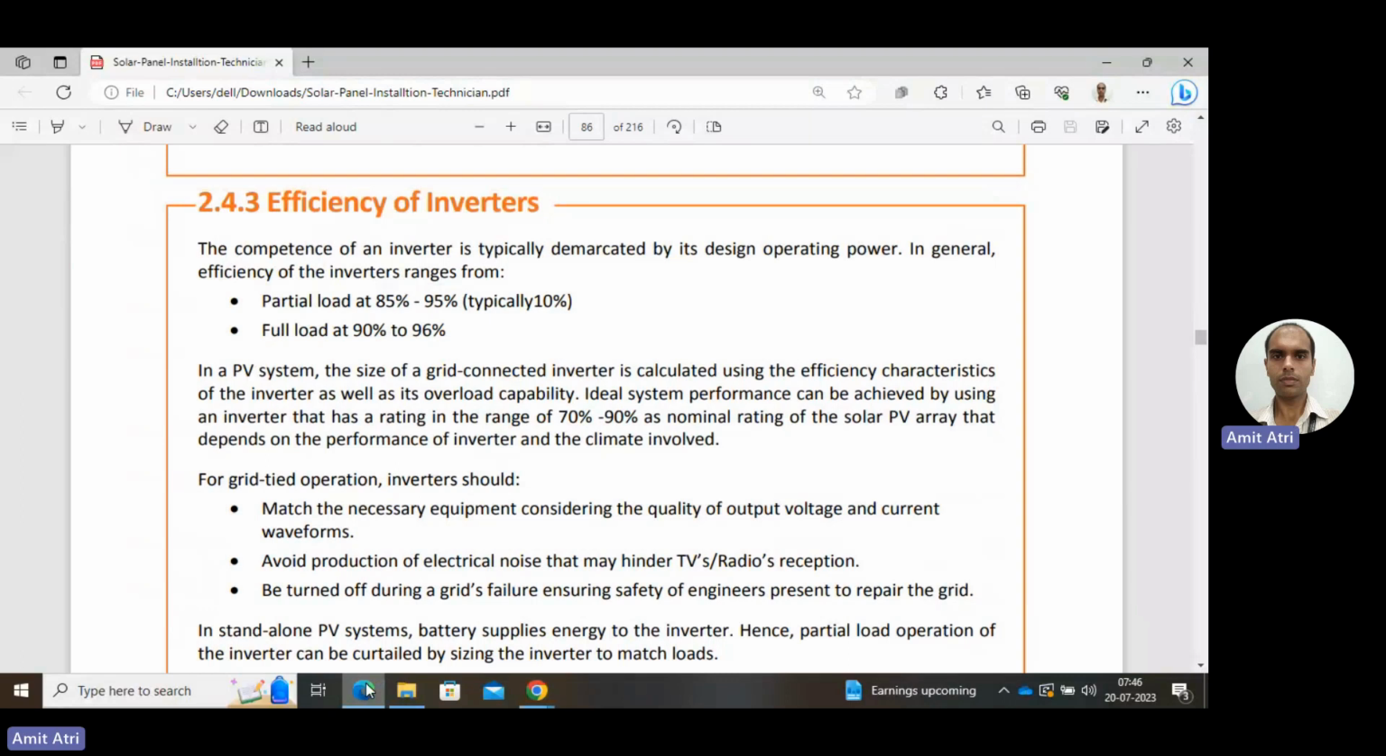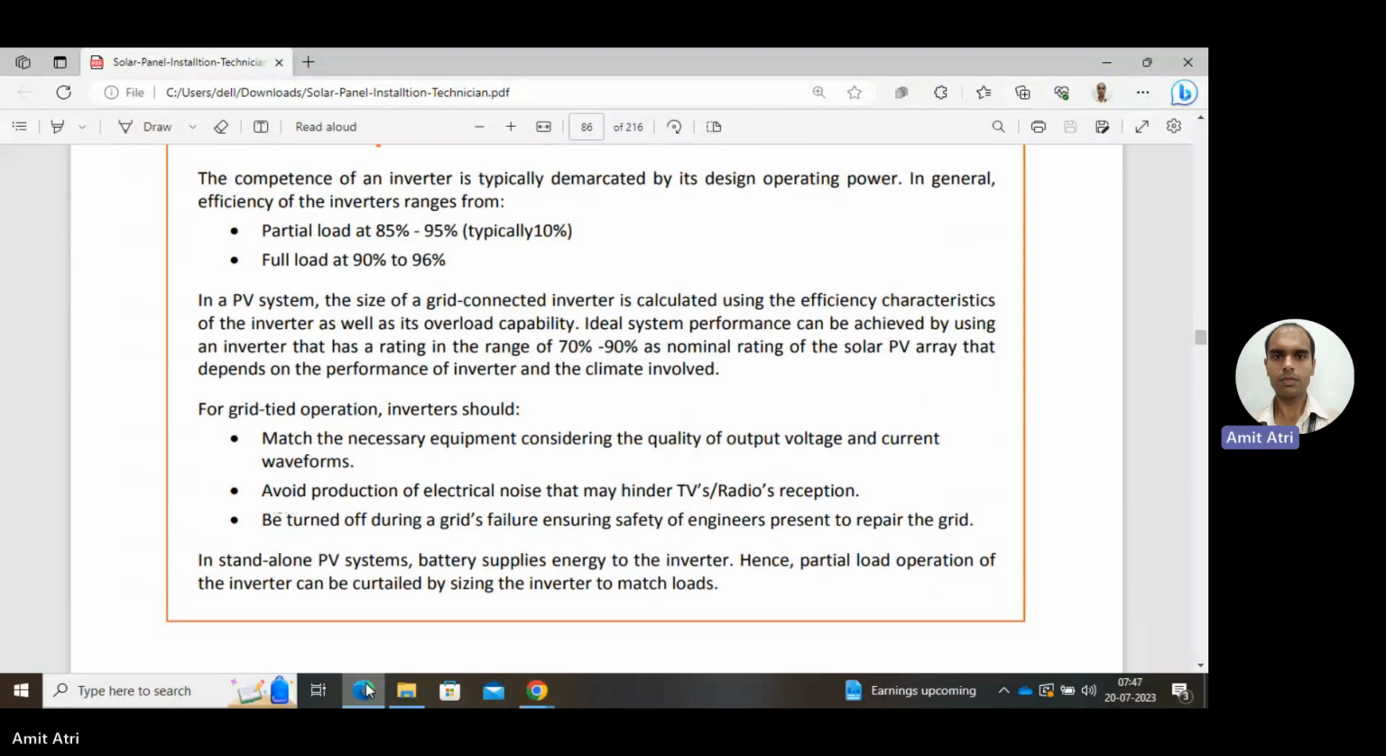The inverter should be turned off during grid failure, ensuring the safety of engineers present to repair the grid. It is a similar thing to what I just covered in the anti-islanding grid mode. In the standalone PV system, the battery supplies energy to the inverter. Partial load operation of the inverter can be curtailed by sizing the inverter to match the loads.